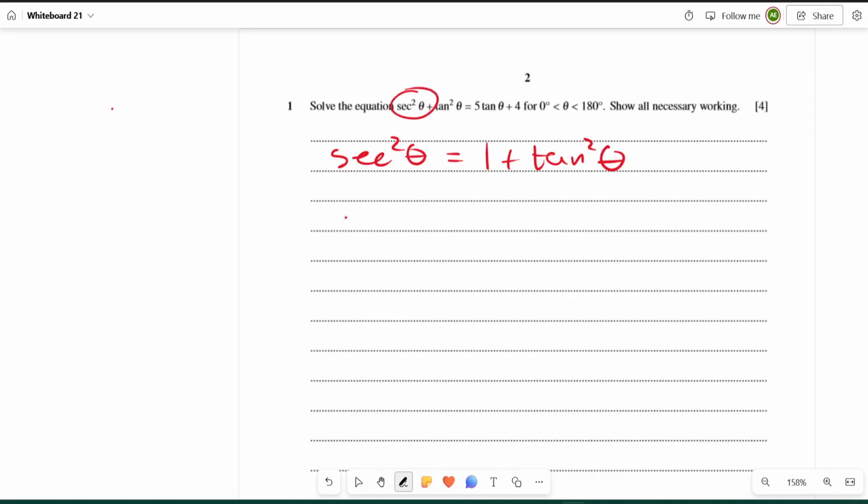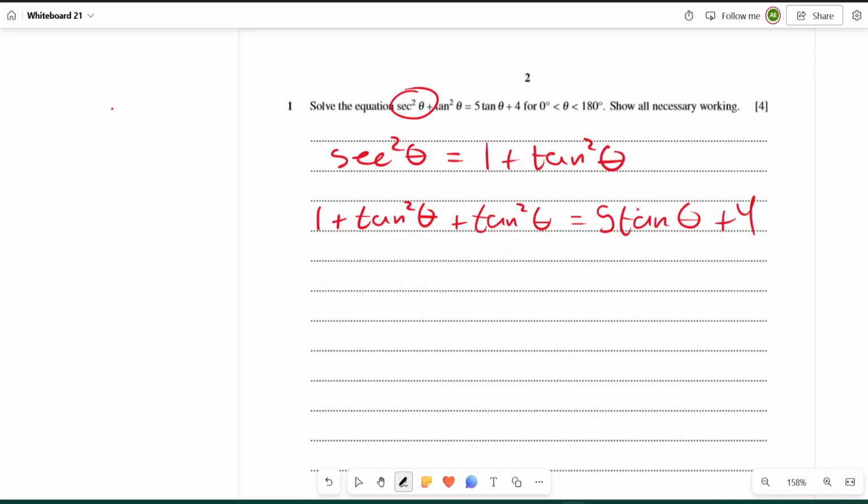So instead of secant squared theta, I'm going to put in 1 plus tan squared theta, and then I have 1 plus tan squared theta plus tan squared theta equals 5 tan theta plus 4. So this is starting to look like a quadratic, and this comes up a lot in trigonometry. I'll show you what I mean.